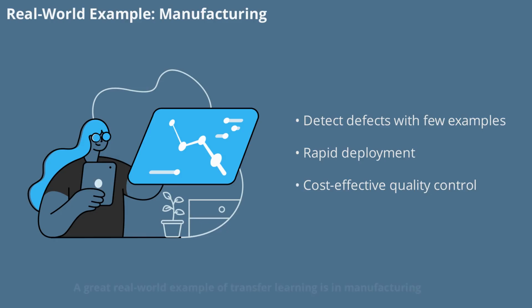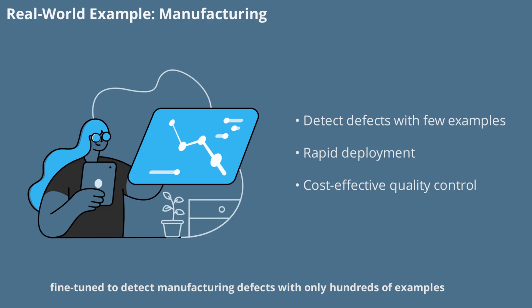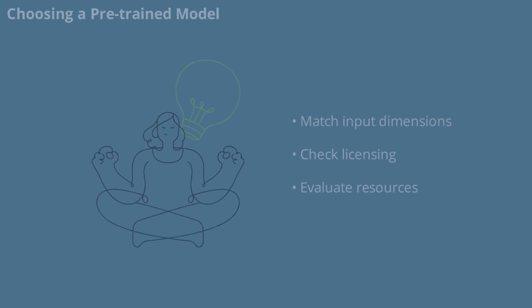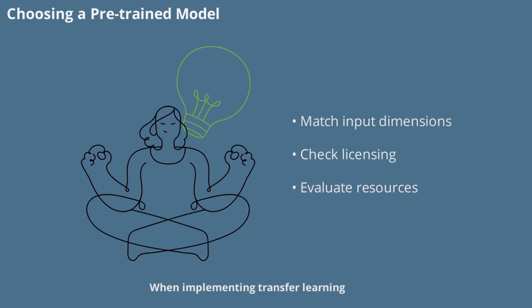A great real-world example of transfer learning is in manufacturing. A model trained to recognize everyday objects can be fine-tuned to detect manufacturing defects with only hundreds of examples, instead of millions. This approach saves time, reduces costs, and enables rapid deployment of quality control systems, making manufacturing processes more efficient and reliable.